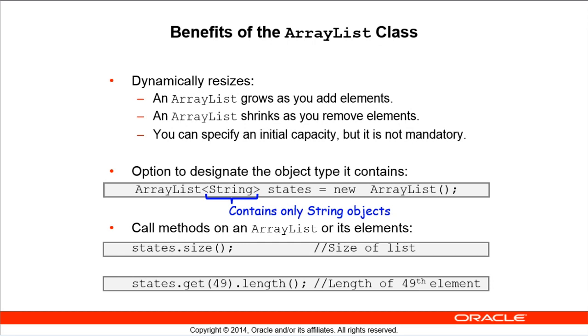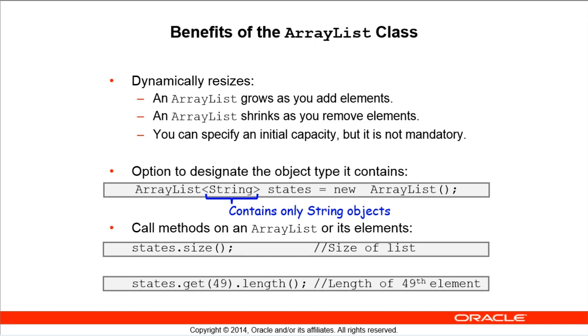Keep in mind that you can specify an initial capacity when you declare an ArrayList, but it's not necessary. When you declare an ArrayList, you have the option of specifying the object type that will be stored in it using the left and right angled brackets. This technique is called generics, meaning that when accessing an element, the compiler already knows what type it is. Many of the classes included in the collections framework support the use of generics. And you may call methods on either the ArrayList or its individual elements.